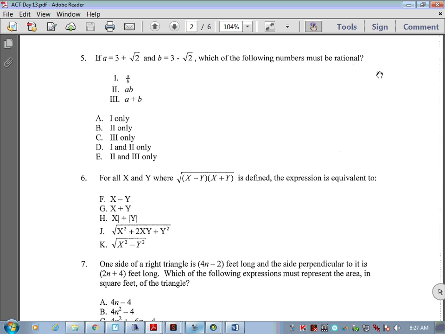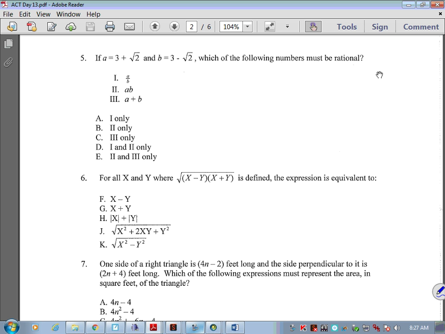5 through 8 and 1. Go ahead. 5. Okay. If A equals 3 plus radical 2 and B equals 3 minus radical 2, which of the following numbers must be irrational? All right, so we have the option to really kind of do all of these, 1, 2, and 3.